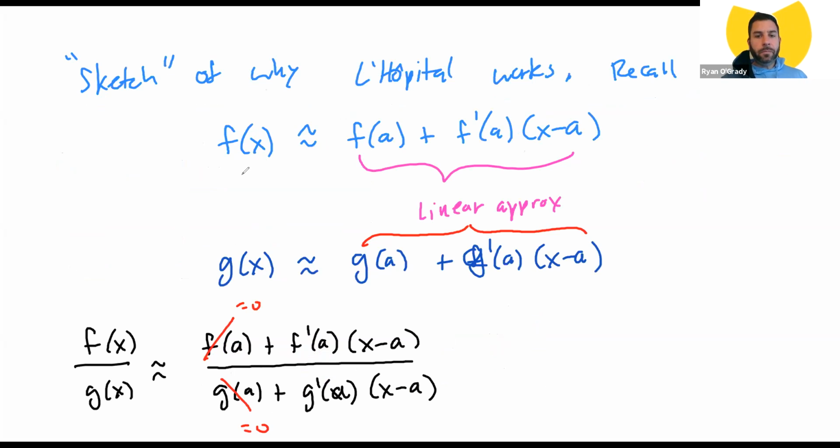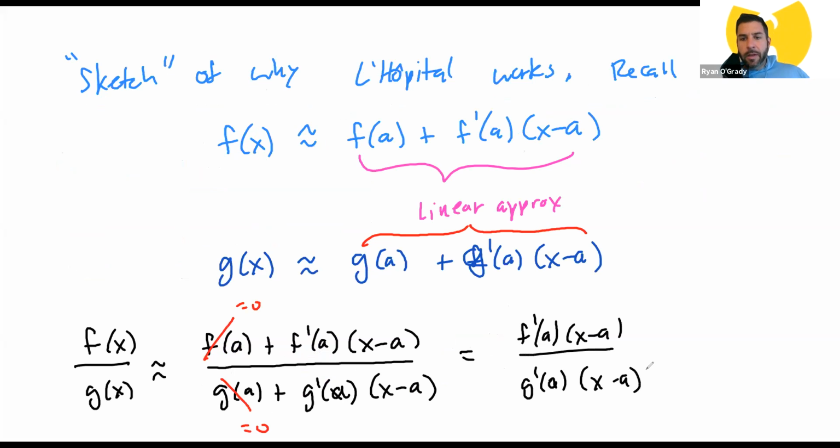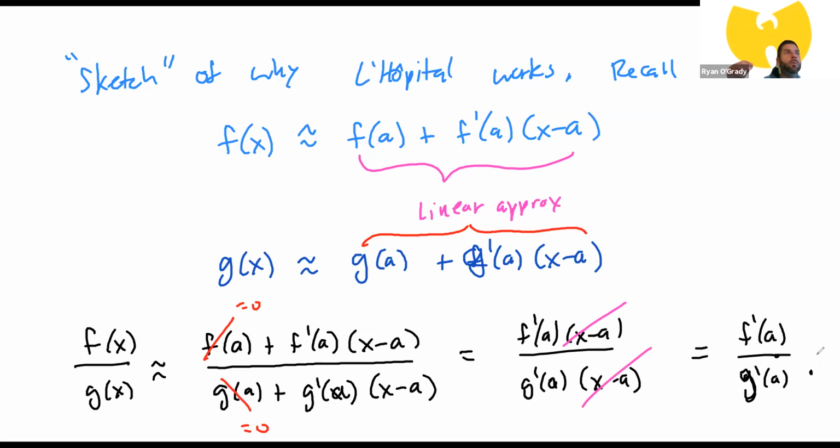So then we can put that in there, and you're left with f prime of a times x minus a over g prime of a times x minus a. And then, of course, x minus a is in both the top and the bottom, so that cancels and that cancels. Cancel common factors, and you're left with, as L'Hopital suggests, f prime of a over g prime of a. Now, there are some technicalities you'd have to be careful of, but this is the gist of why what we did works.